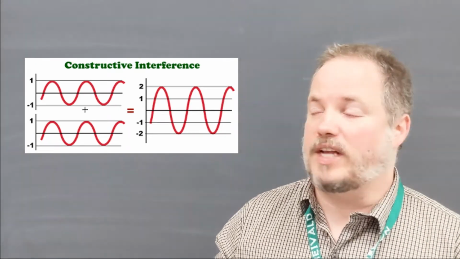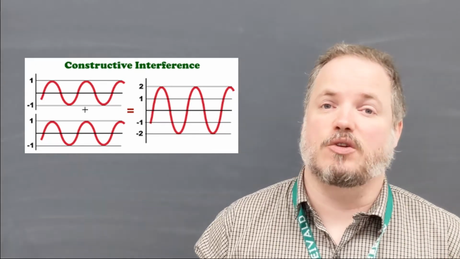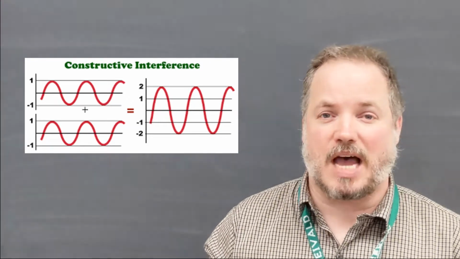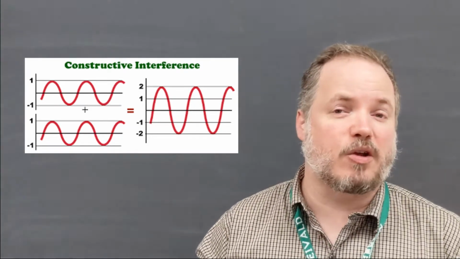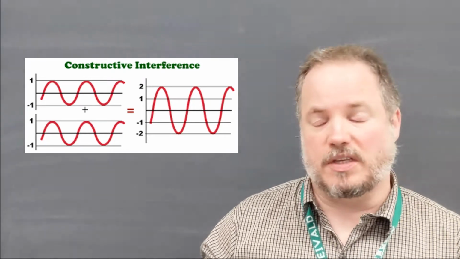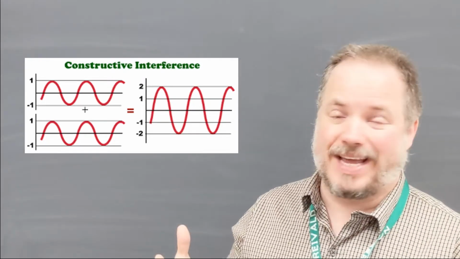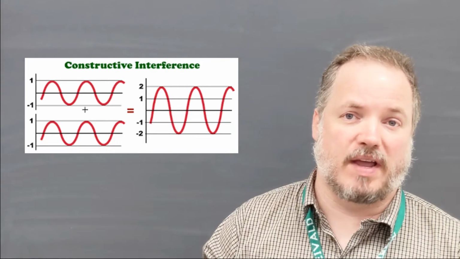There are two types of interference. The first is called constructive interference. When two waves are in phase, when they're doing the same thing at the same time, at the same point, then those waves will add up and create a greater amplitude. This is, of course, easier to see with a transverse wave than a longitudinal wave.